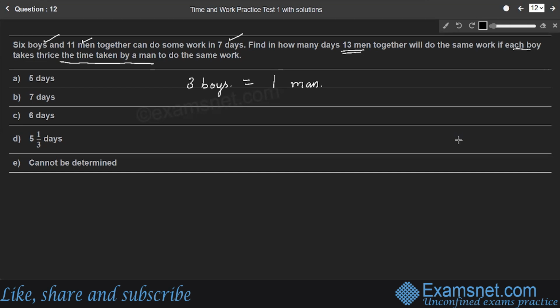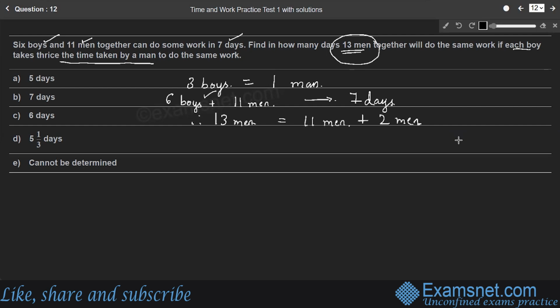So 6 boys and 11 men together can do some work in 7 days. We'll take 6 boys plus 11 men; they can do some work in 7 days. Keeping this in mind, how many days do 13 men take? 13 men is nothing but 11 men plus 2 men. How many days will they take?